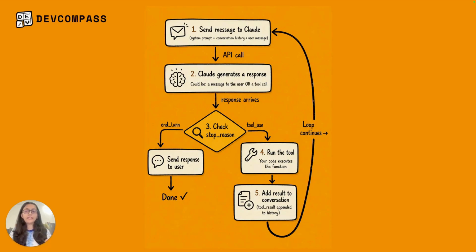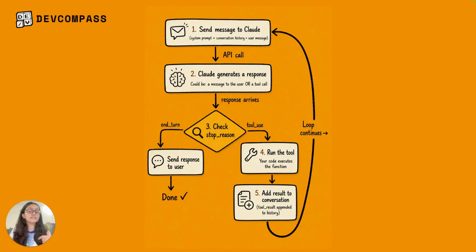Step 5 is add that result to the conversation. The tool result gets appended to the conversation history as a tool result message. Please remember these things. These will always be mentioned again and again in the walkthroughs in the course, so make sure you take it from there as well.